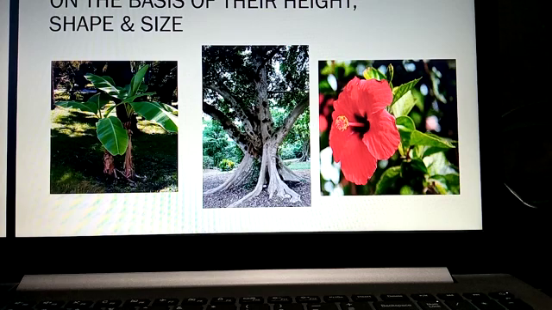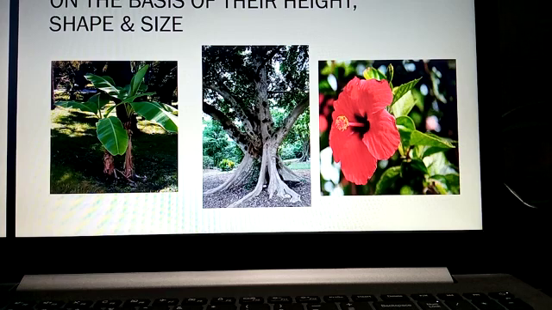And coming to the trees, they have a strong and woody stem. Trees live for many years and they have branches which give the flowers, the fruits and all, right? And then they have a strong woody stem which is called a trunk, and their roots are very deep. So this is about the plants on the basis of their height, shape and size.